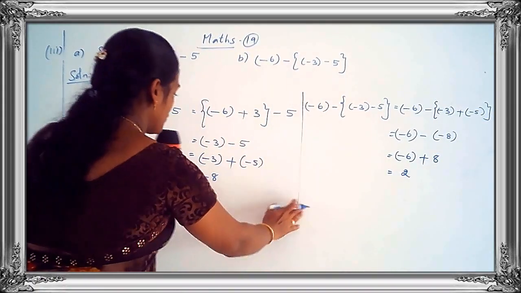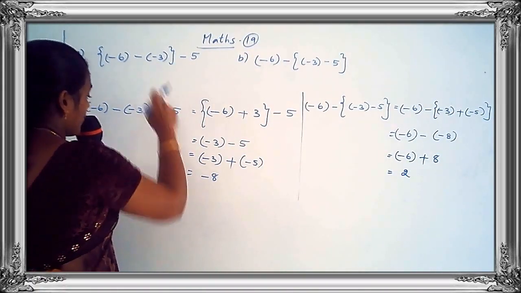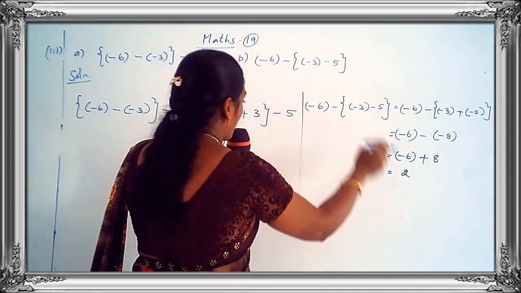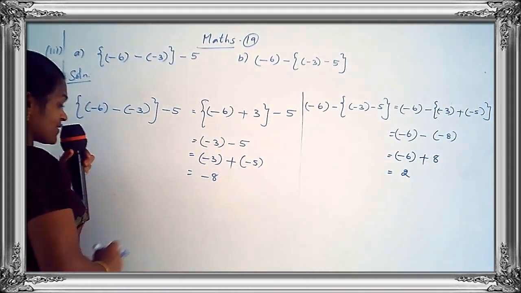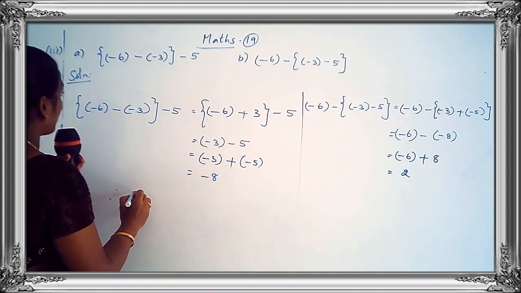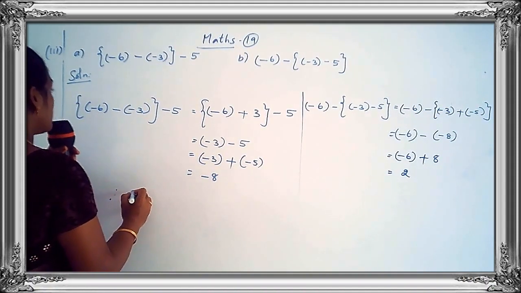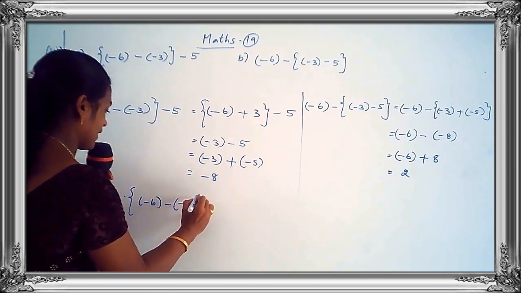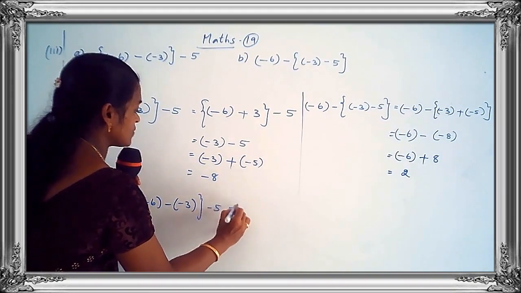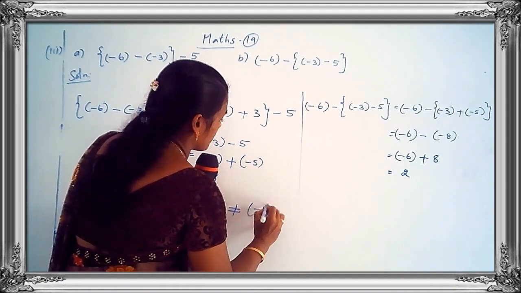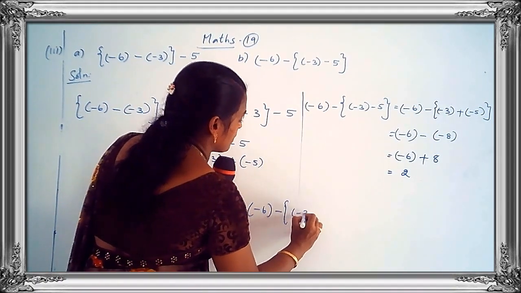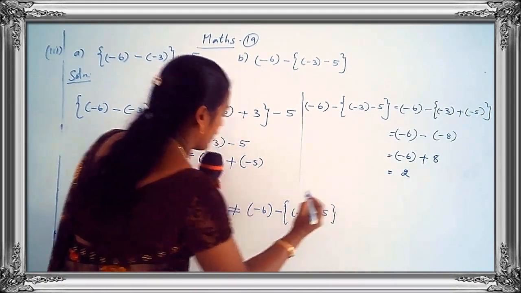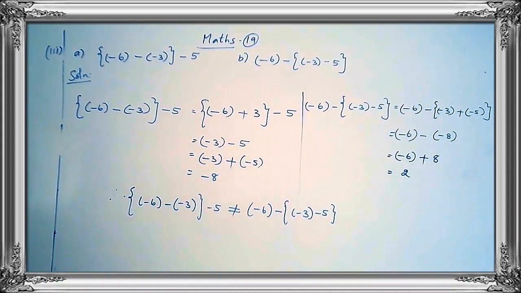Yes, children, you see here this A part answer is minus 8, B part answer is 2. These two answers are different. Okay, so therefore A part and B part are not equal. Okay, so minus 6 minus of minus 3 minus 5 is not equal to B part, okay? Now write it in the classwork note, children. Do it.